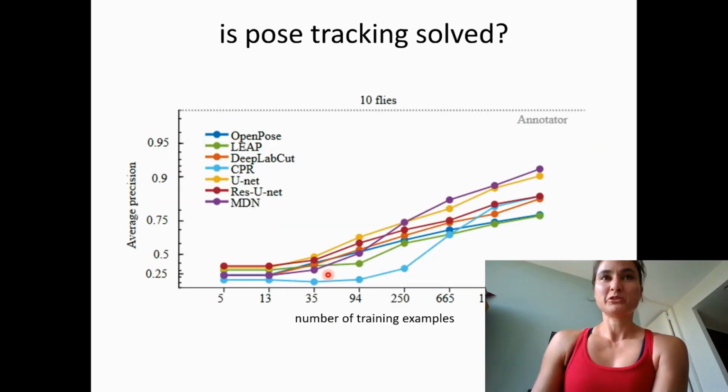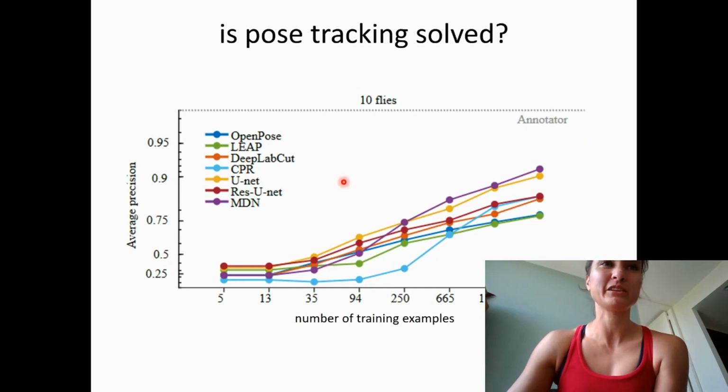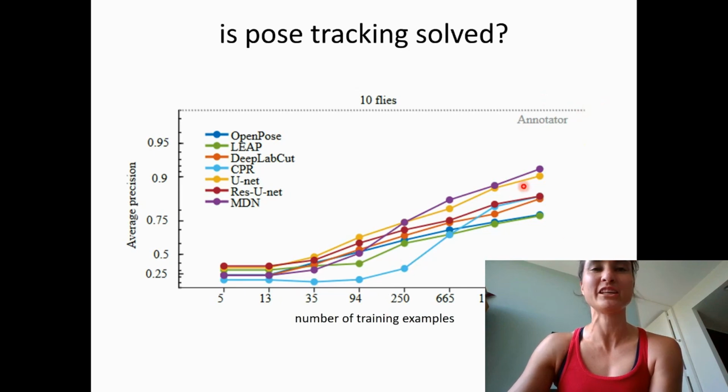So people have been working on pose tracking for quite a while, and it's working well enough to actually do some biology with the outputs of these systems. However, it's still not at the level of human performance. So this gray line here is our intra-annotator error, and you can see that even as we are adding a large amount of training data, our performance is not approaching human.